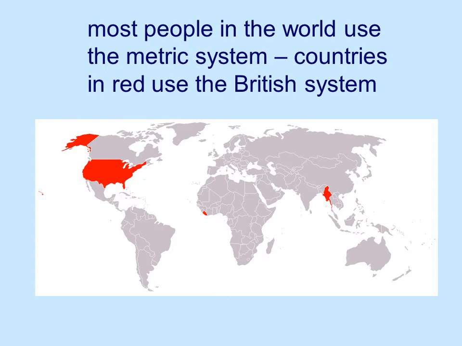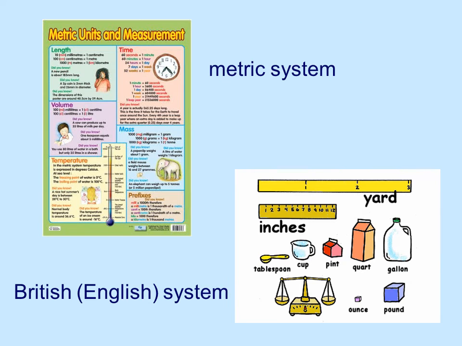Now, two systems in the world. Most of the folks in the world use the metric system. Countries in red use the British system. Mainly the United States, the lower 48, you can see Alaska up there, and the Hawaiian Islands out in the mid-Pacific Ocean. Interestingly enough, the British do not use the British system anymore. One little country in Africa and a country in Asia use the British system. Everyone else uses what's called the metric system.